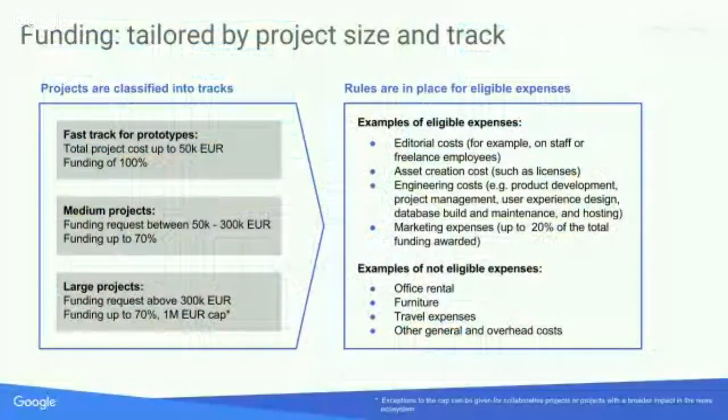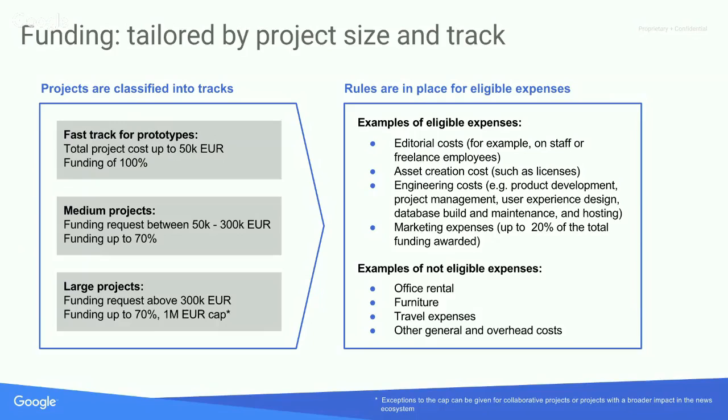So we have 3 tracks. One is a prototype track, the other one is the medium project track, and the second one is the large project track. Prototype is open basically to everyone that has FD for news. It's a very innovative assumption that has to be tested. It's 50K and we fund up to 100%.